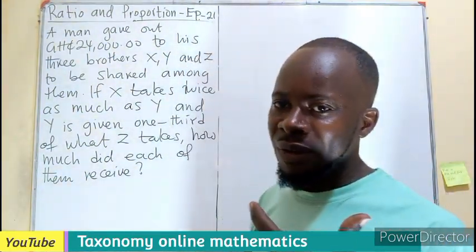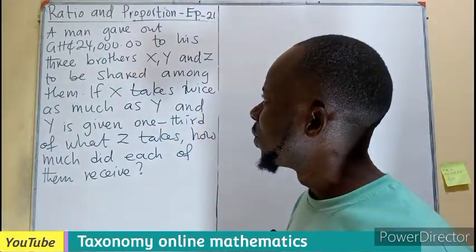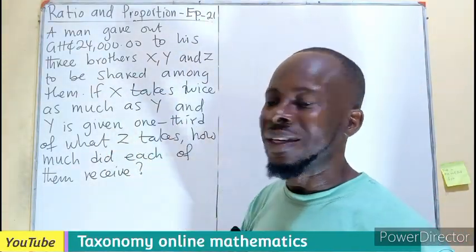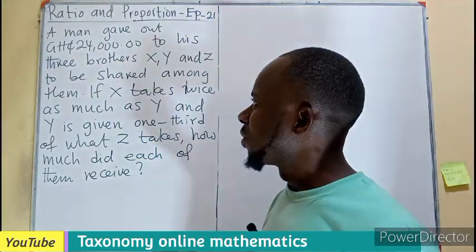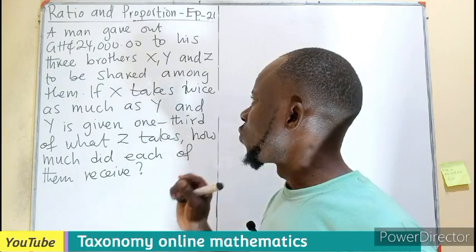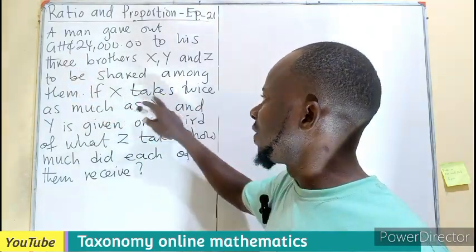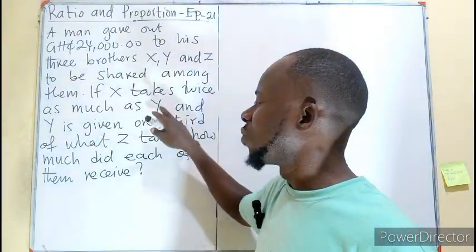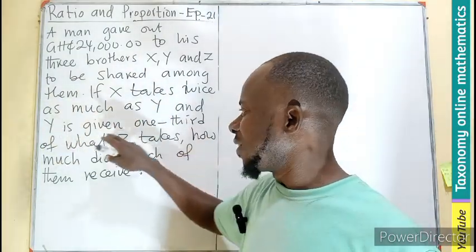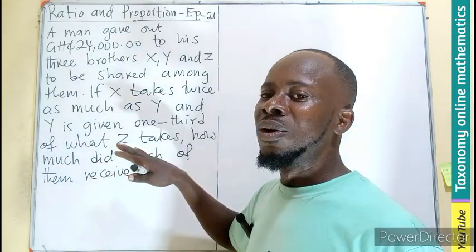We are finding a quantity that has been shared in a given ratio. This is a past question, WASSCE November 2013. A man gave out 24,000 to his three brothers, X, Y, and Z, to be shared among them. If X takes twice as much as Y, and Y is given 1/3 of what Z takes, how much did each of them receive?